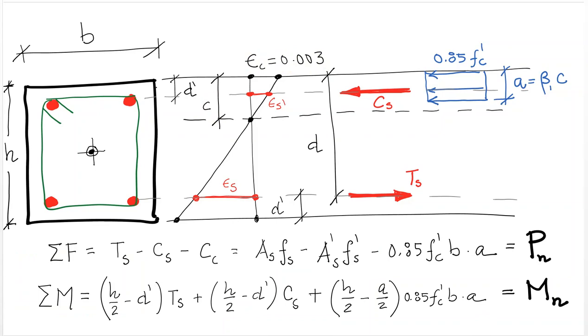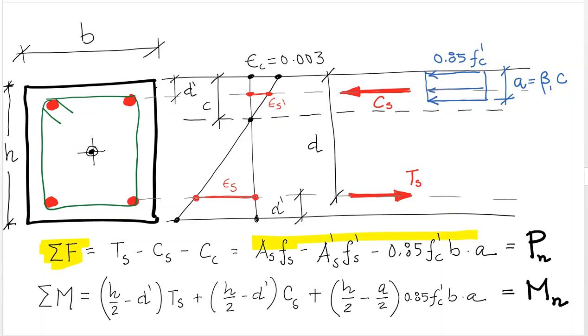If we now turn these strains into forces by using constitutive laws, we can find the compressive force in the concrete, the compressive force in the steel, and the tension force in the steel. They're labeled here as Cc, the compression force in the concrete, given by the equivalent rectangular block shown in blue. Then we have the compressive force in the steel, which is the strain in the steel times the elastic modulus, or otherwise Fy if the strain has exceeded the yield strain, and the same thing for the strain in steel in tension.